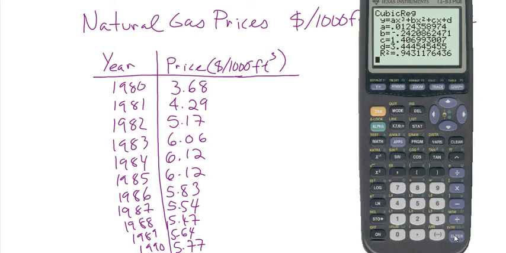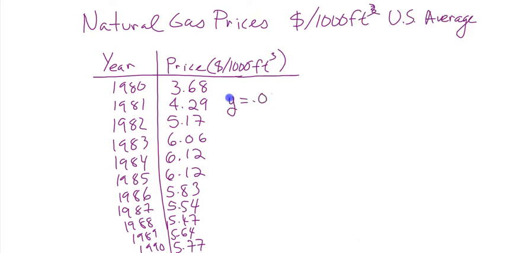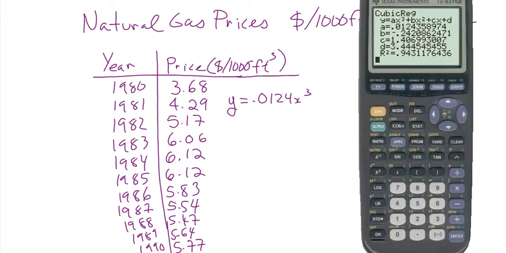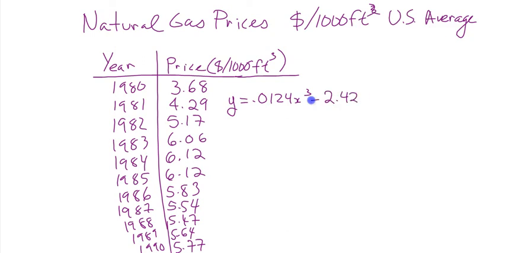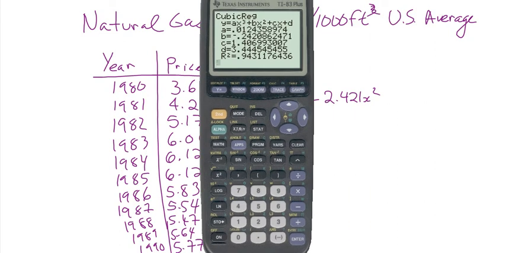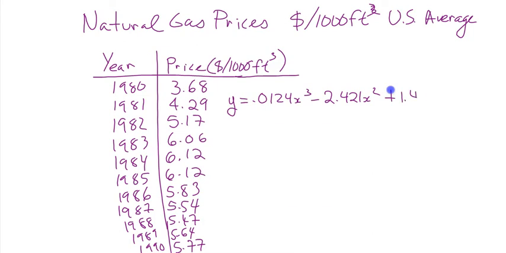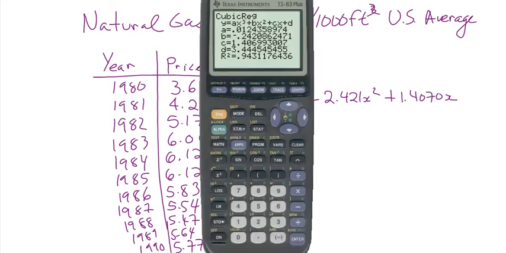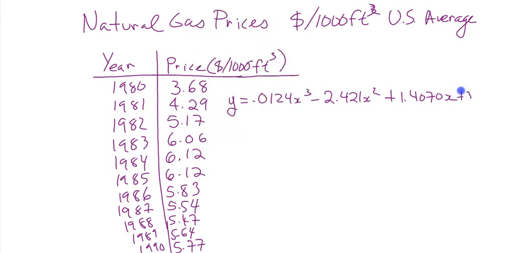0.0124. Y equals 0.0124 x cubed minus 2.421 x squared plus 1.4070 x plus 3.4445. Okay. So that's our equation, right?